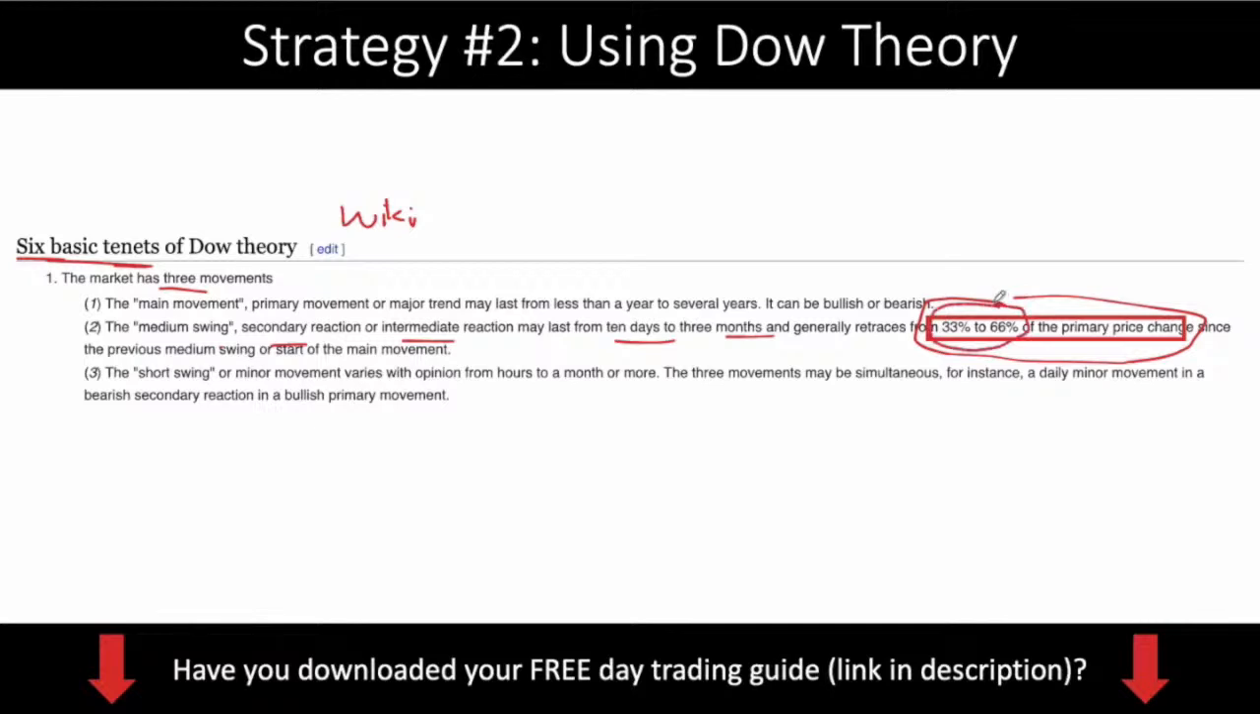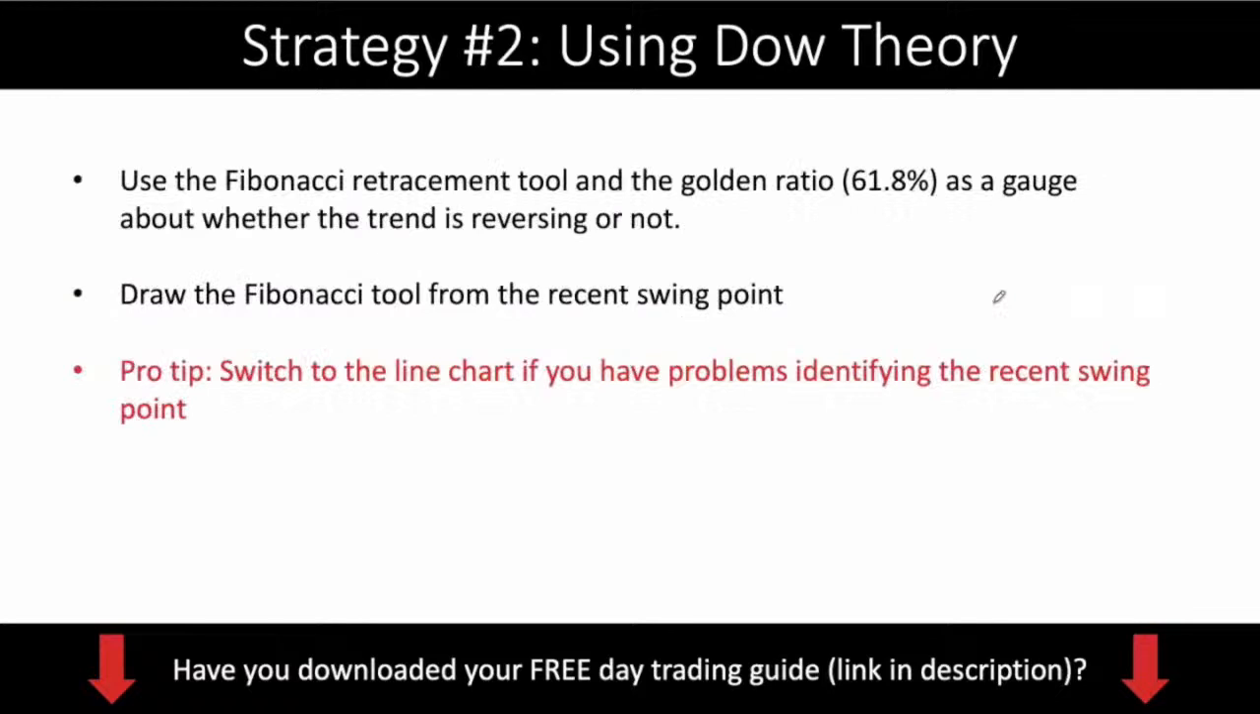This is the key. So let me show you how you use it. I want to give you the instructions first, the step-by-step guide, then I will switch to the chart to show you how I use it in real time. Step number 1 is that you want to use the Fibonacci retracement tool, and you want to make sure that you have the golden ratio, which is 0.618. We will use it as a gauge about whether the trend is going to reverse or not.